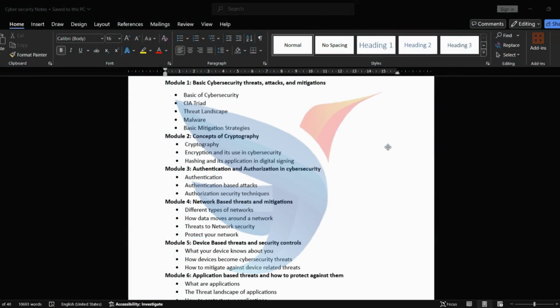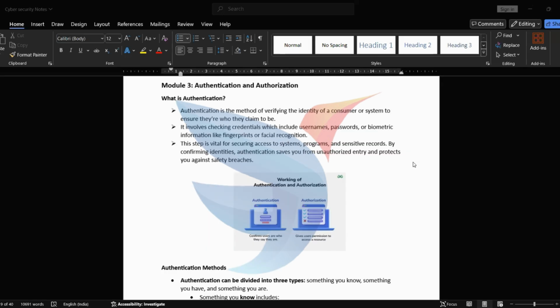In today's session, we'll be seeing Module 3, which is Authentication and Authorization in Cybersecurity. And the topic we'll be going on is authentication and different types of authentication. So let's see the other topic. What is authentication and authorization? As we are very well familiar with these two terminologies, let's see how authentication is defined.